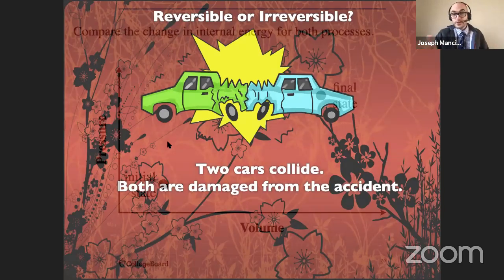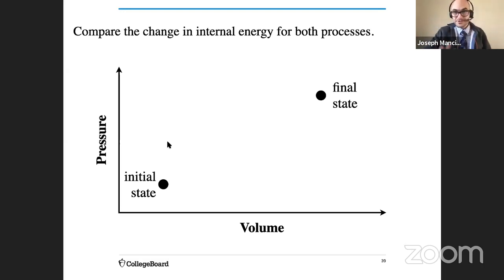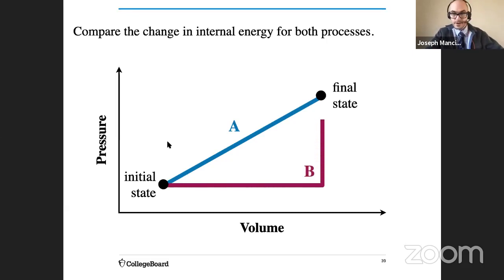So one quick follow-up from yesterday before we delve further into entropy. There are two thermodynamic processes that involve changes from an initial state to a final state, process A and process B. Of these two, which one has a greater change in its internal energy? Which one, process A or B, shows a greater change in internal energy?